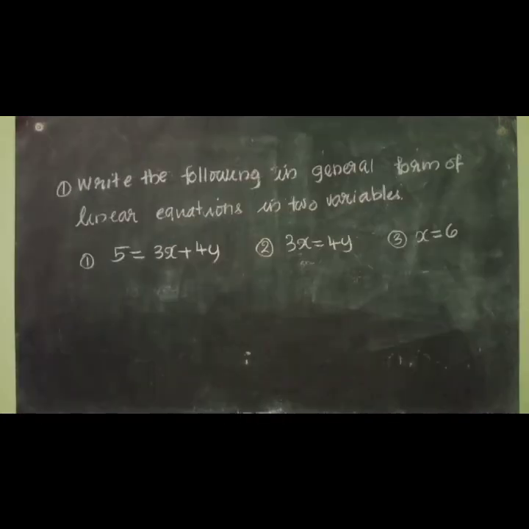Write the following in general form of linear equations in two variables. First question, 5 equal to 3x plus 4y. Second question, 3x equal to 4y. Third question, x equal to 6. You try to write the answer.